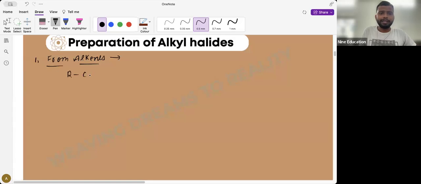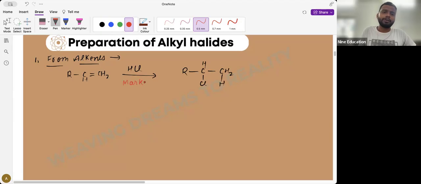Let's say we have any alkene. And we put in this alkene HCl. So you all know if simple HCl is there, H will come this side and Cl will come this side according to Markovnikov's rule. According to Markovnikov's rule, this will happen if you have an alkene.